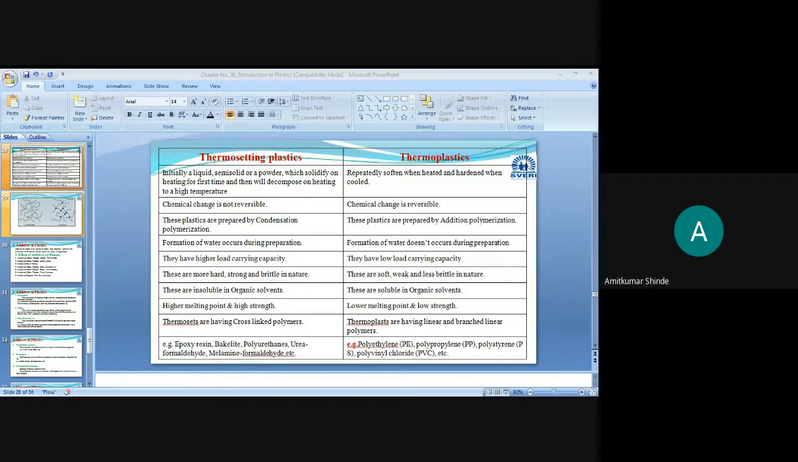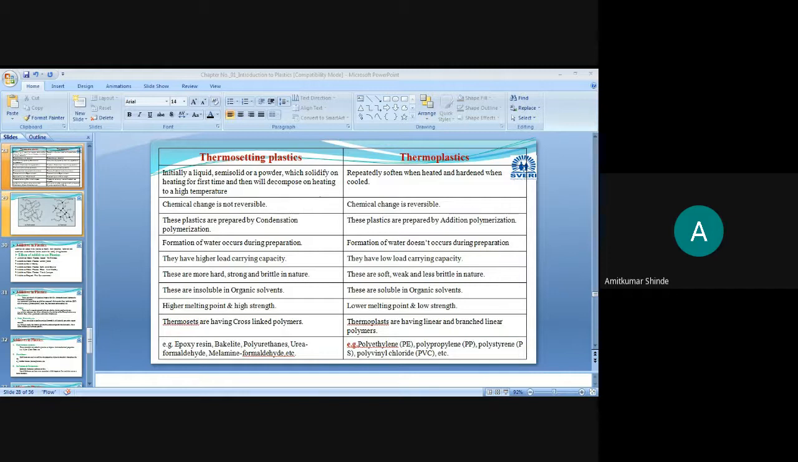And the other 2 points, you have to remember that whichever chemical changes are occurring in these thermosets are irreversible, and whichever chemical changes are occurring in the thermoplast are reversible. These thermosets are prepared with the help of condensation polymerization, and these will be prepared with the help of addition polymerization. During the condensation polymerization process only, some water molecules will be formed at the end, and in the addition polymerization, no water molecules will be formed.